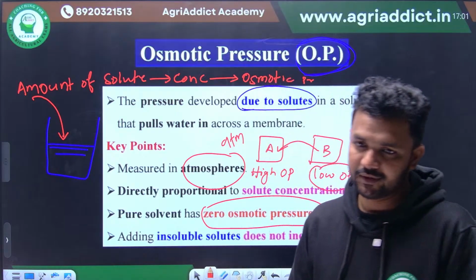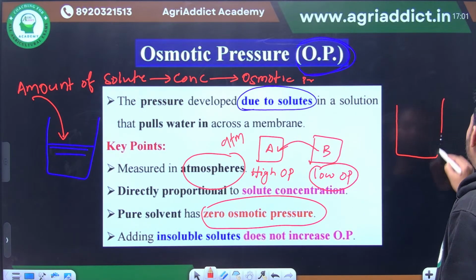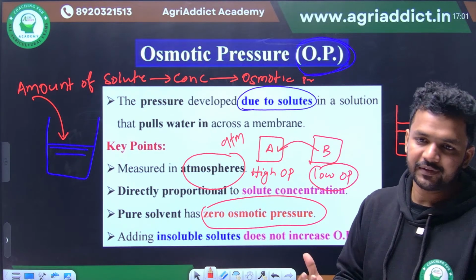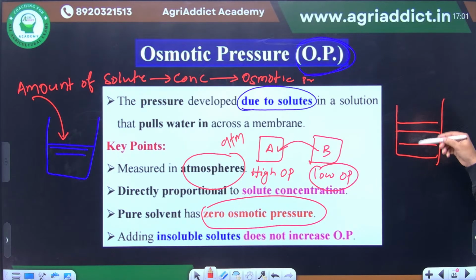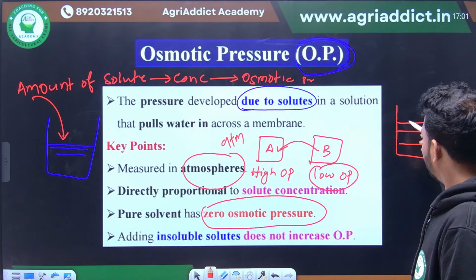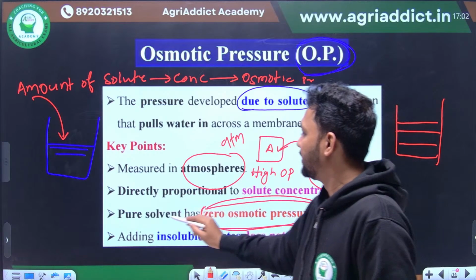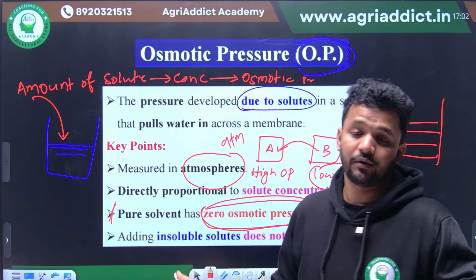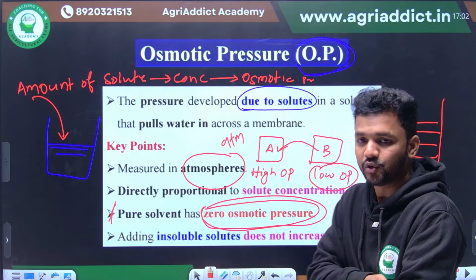Pure solvent means absence of solute. Suppose here only water is present. Pure means free from impurities, right? If we add solute to this, it will get impure. It will no longer remain pure, right? So pure water has zero osmotic pressure. This is important. Questions have been asked from this point, that what is the osmotic pressure of pure solvent or pure water? The answer will be zero.